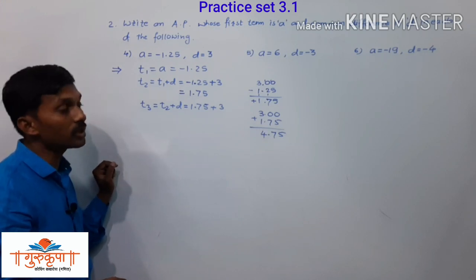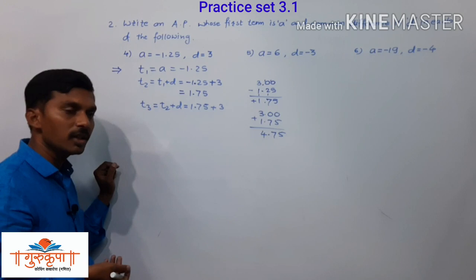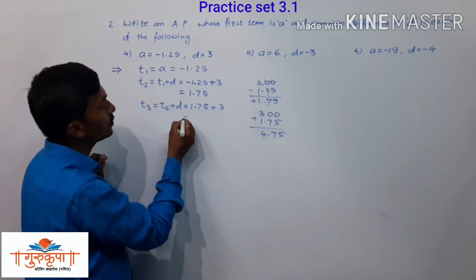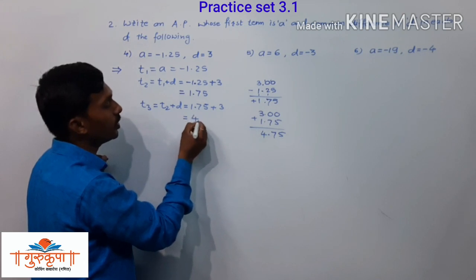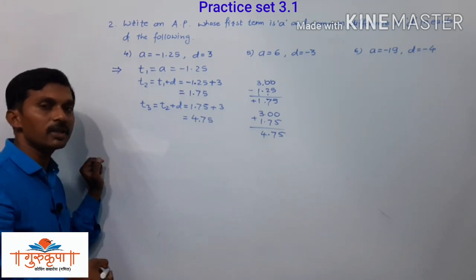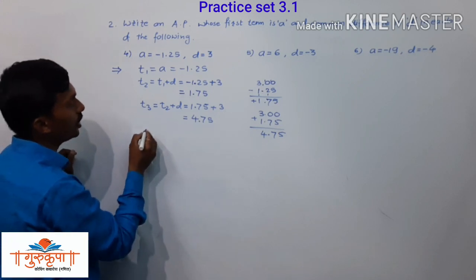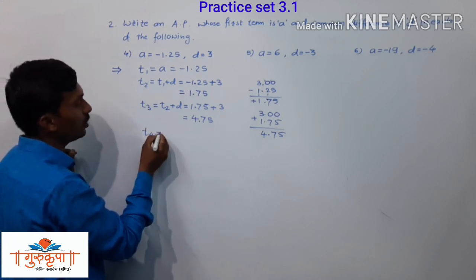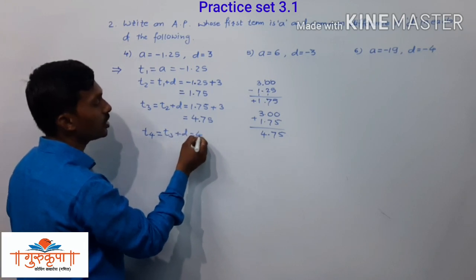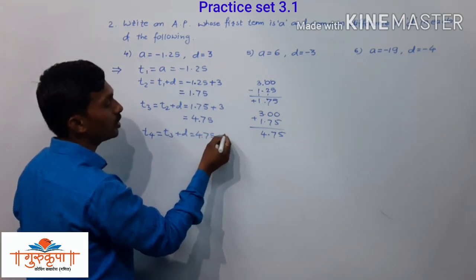If both the numbers are negative, then the answer is negative. And here we have T3 is equal to 4.75, that is the third term. And now we have to get one more term, that is T4 is equal to T3 plus D. Here T3 is 4.75 plus 3.